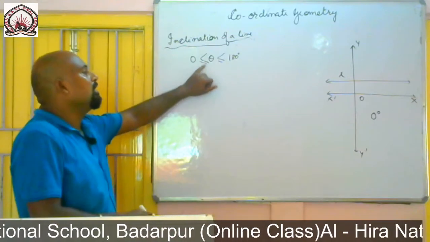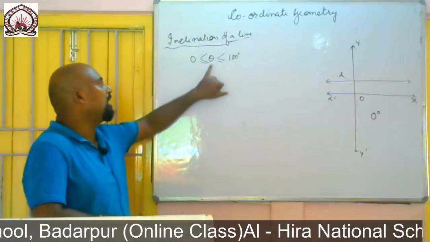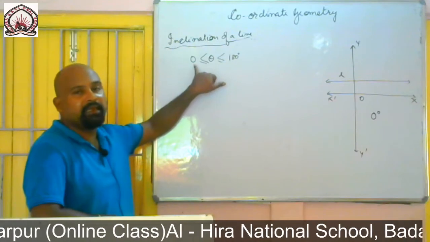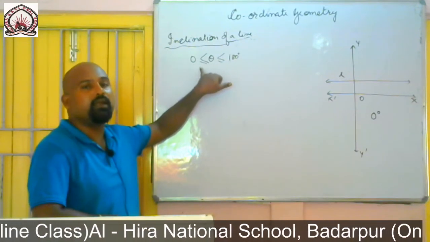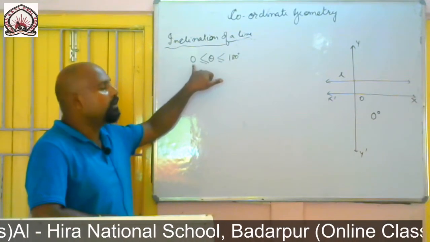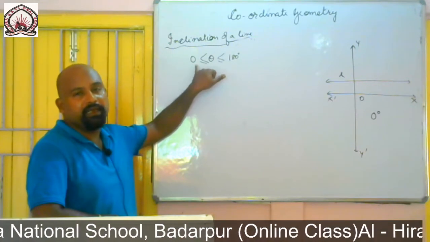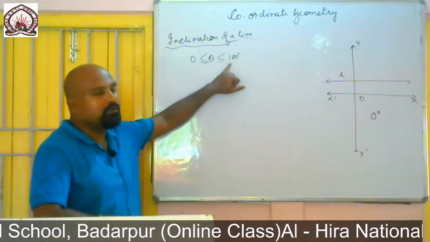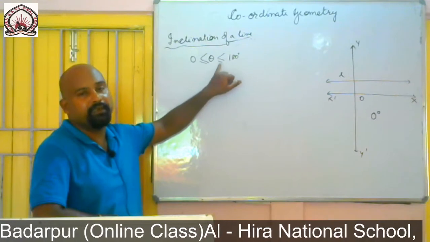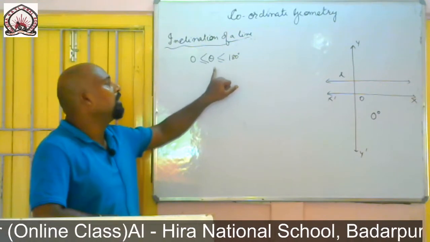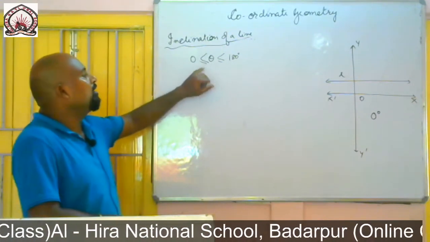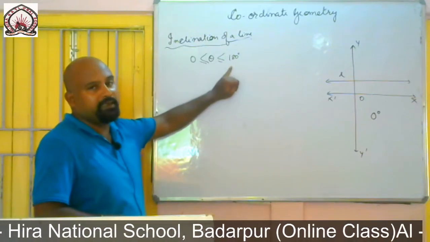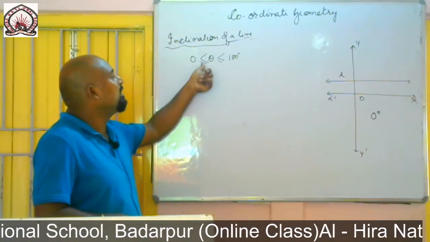The angle of inclination lies in between what? It will be greater than or equal to 0 degree, and less than or equal to 180 degree. This is the angle lies in between 0 and 180 degree.